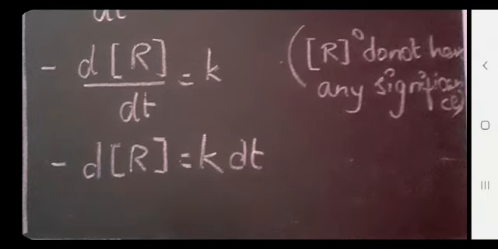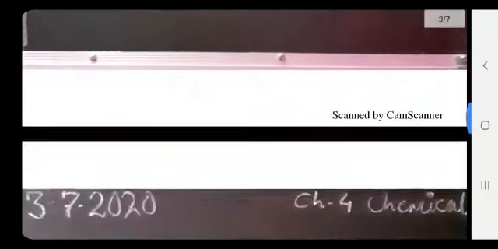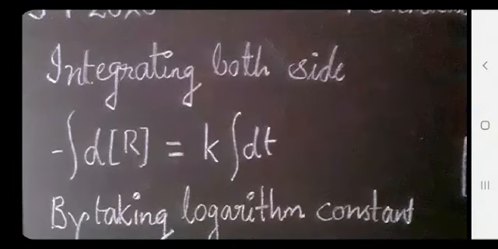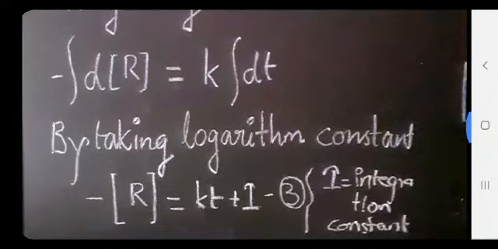Now we have to integrate the equation. On integrating, we have minus the integral of d[R] equals the integral of k dt. This gives minus [R] equals kt plus I, where I is the integration constant.